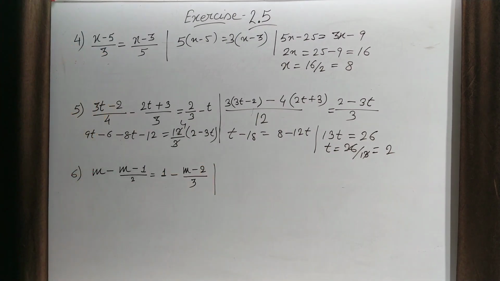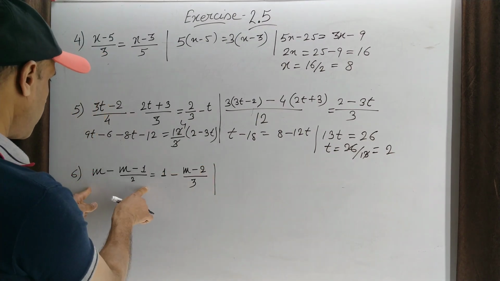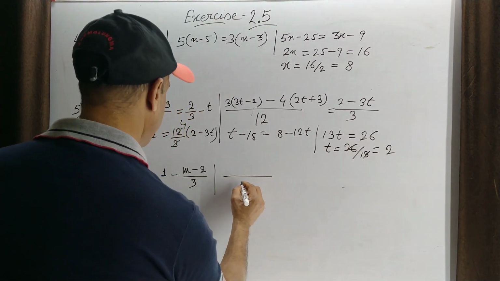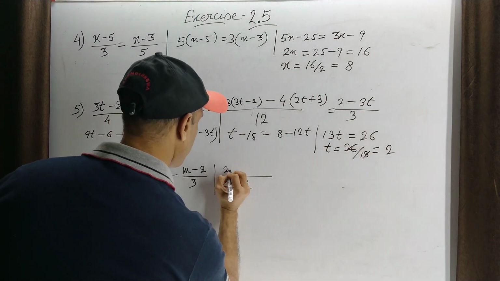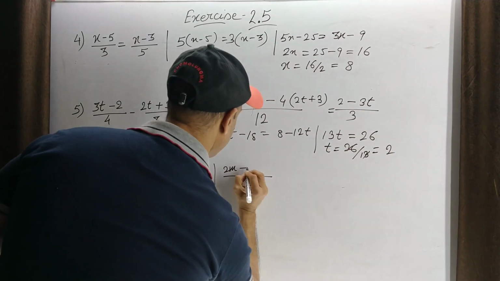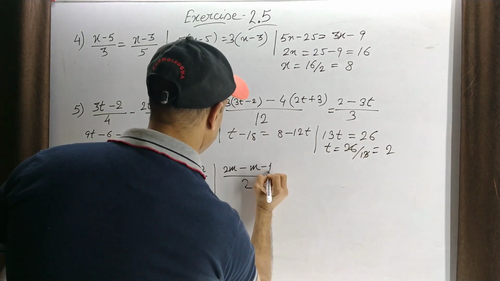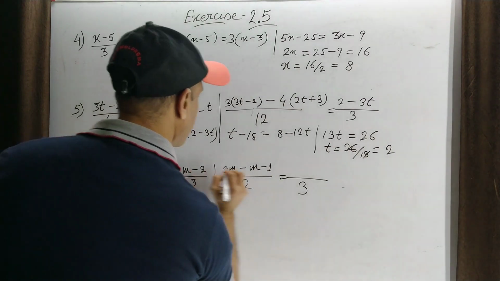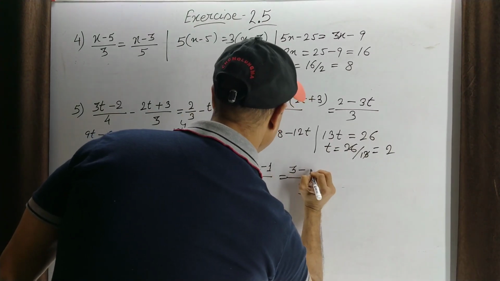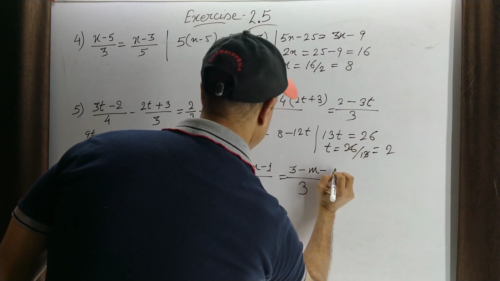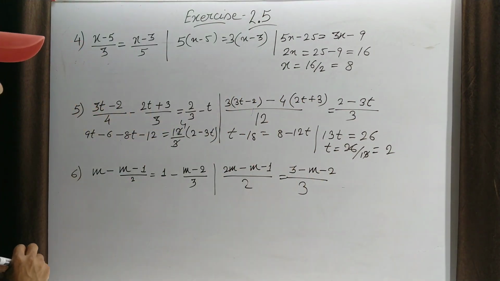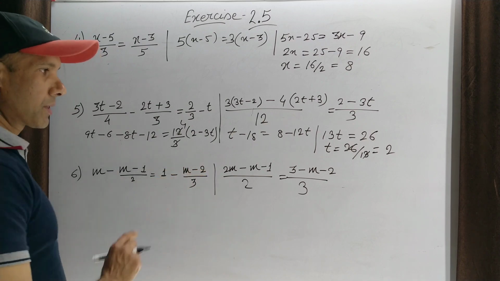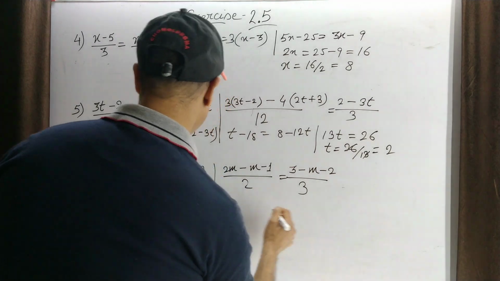Question number 6. Here we have got two parts, both are variable. So we write this equation with common denominator 2, and this will become 2m minus m minus 1 is equal to common denominator 3, so this will become 3 minus m minus 2, okay? You have to be careful, there is no bracket here, so you don't change the sign of this one, okay?